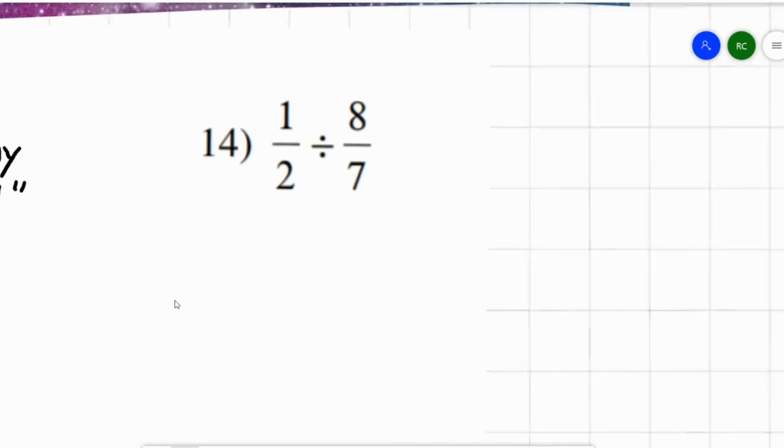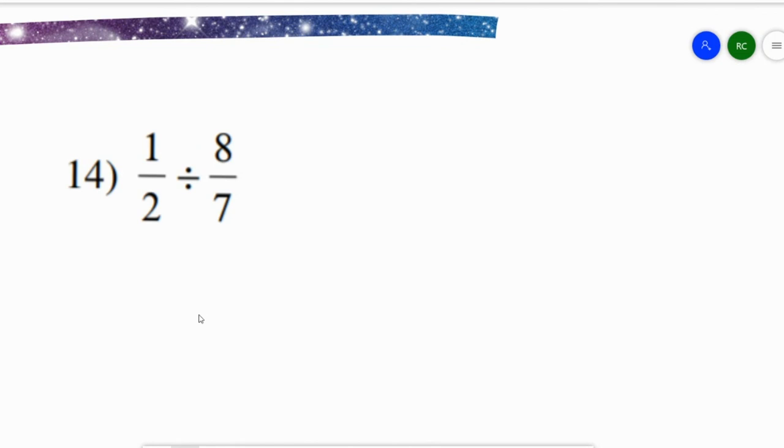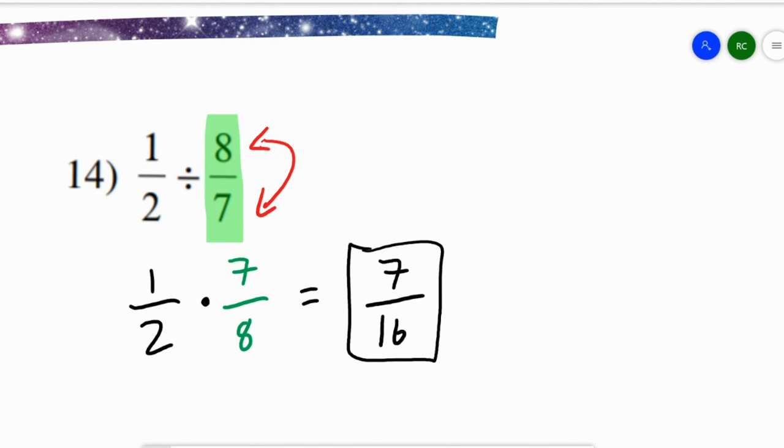Okay, so let's look at number 14. 1/2 divided by 8 over 7. So once again, we're going to take our 8 over 7 and we're going to flip it. So we get 1/2 times 7 over 8. Straight across the top, straight across the bottom, we get 7 over 16. No problem.